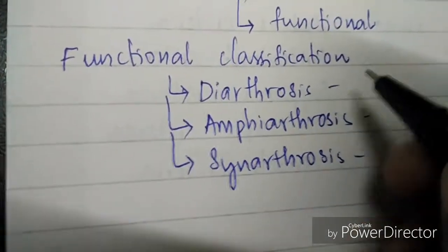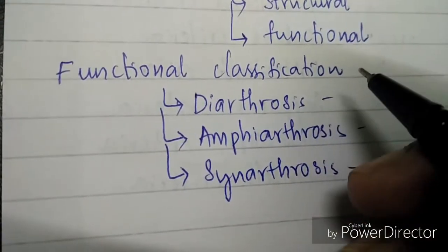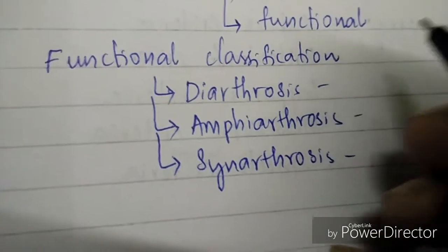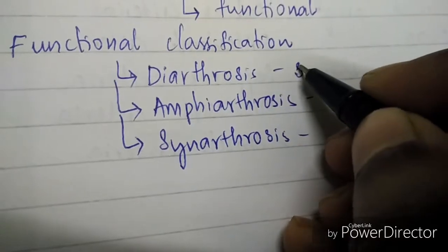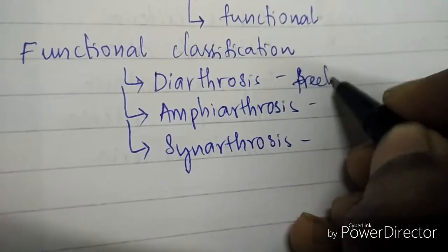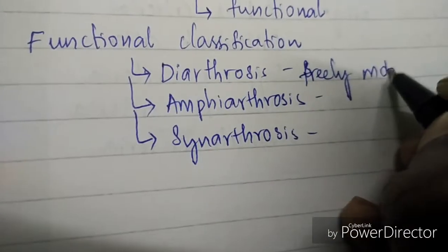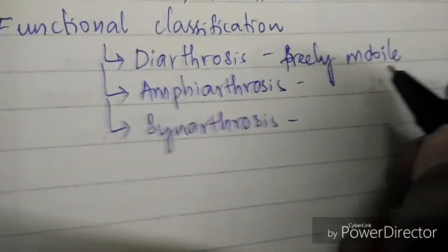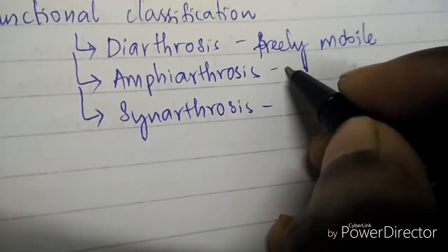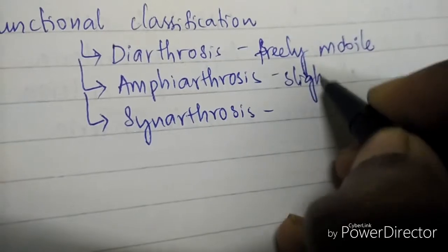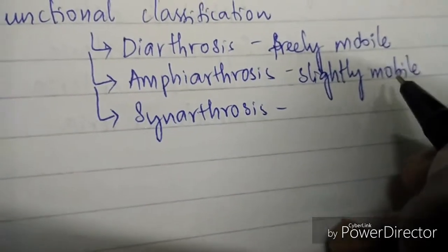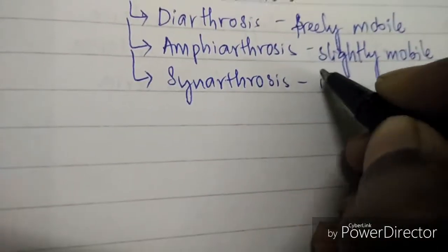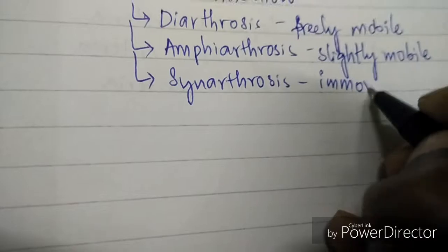Now, what are these? Functional. What are joints for? Moving. Diarthrosis are freely mobile joints. Amphiarthrosis are slightly mobile. And synarthrosis are immobile, immovable joints.